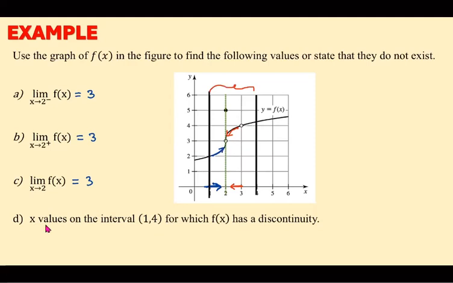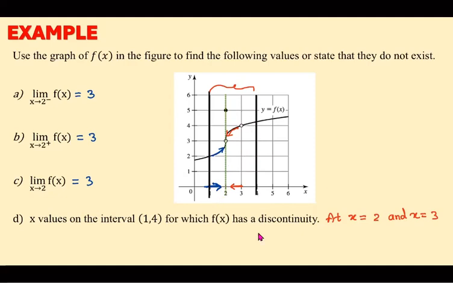In this interval, we have to find the values of x for which the function has a discontinuity. We can see that there is a hole in the graph over here, so the function is discontinuous at x equals 2. And also there is a hole here, so the function is discontinuous here, that is also at x equals 3. So the function is discontinuous at x equals 2 and x equals 3.